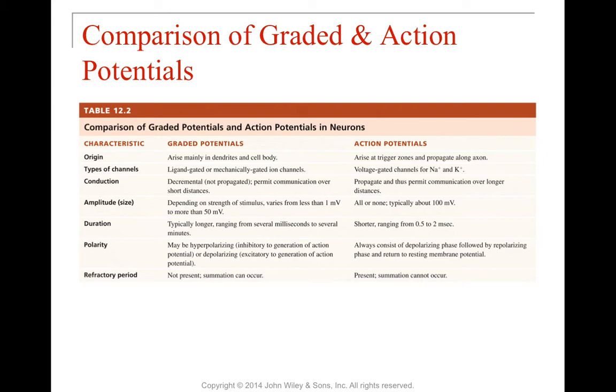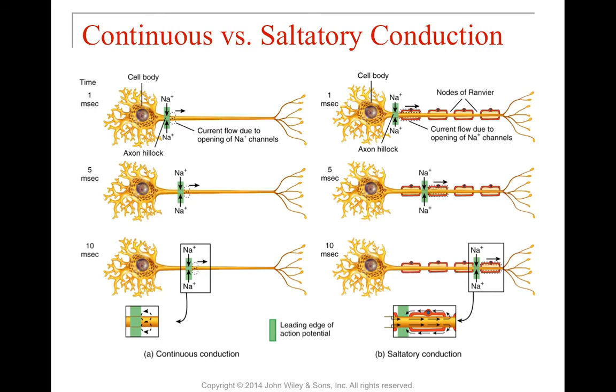So with graded potentials, a stronger stimulus or multiple stimuli back to back to back can incur a stronger reaction. Whereas with an action potential, once you reach the threshold, you get the firing of the signal, and that is that. You cannot have a summation of signal.